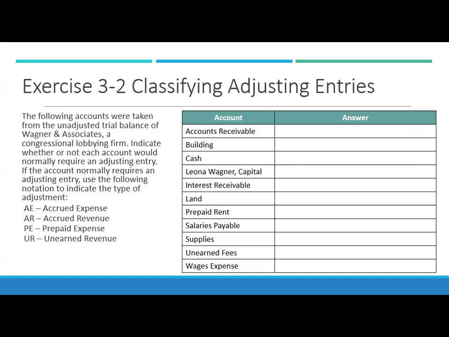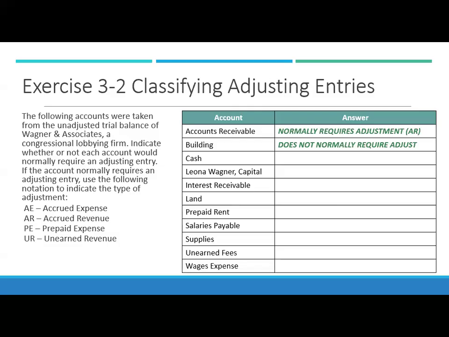And there's a number of accounts that generally do or don't require an adjusting entry. Accounts receivable generally does require an adjustment of some kind for fees that haven't yet been billed. Buildings generally no, but accumulated depreciation for buildings, yes. And so we'll get into the depreciation entries in just a moment.